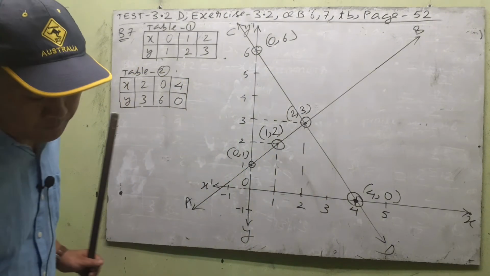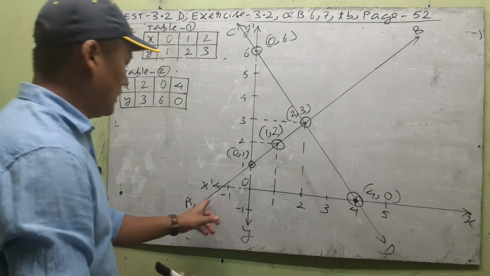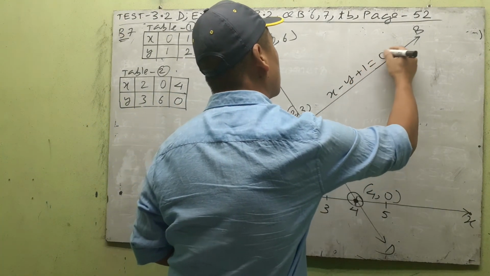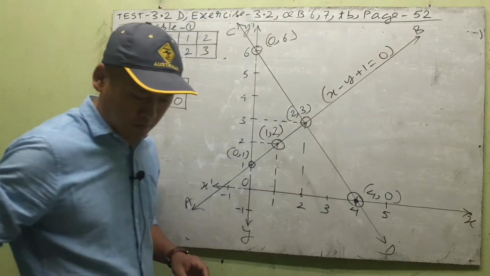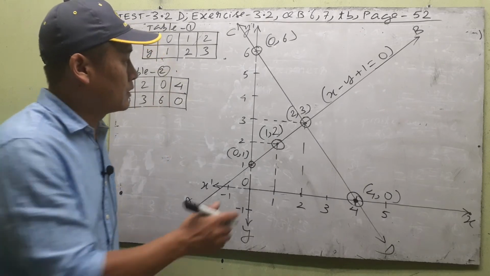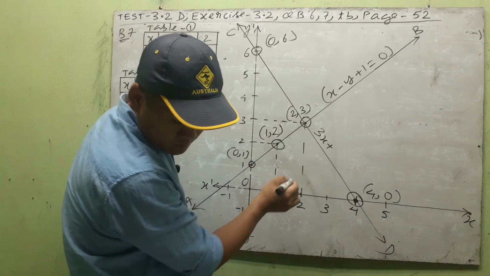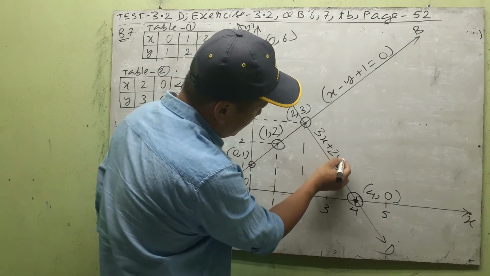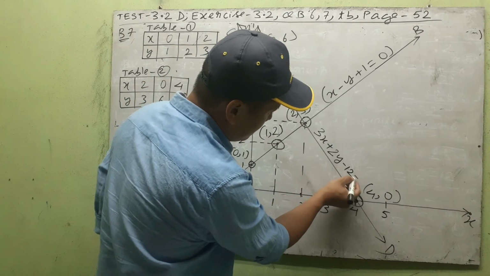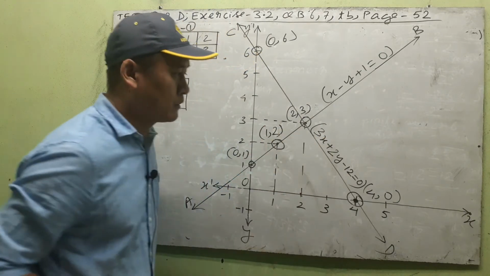Now let us see, the first equation is x minus y plus 1 equal to 0. So this graph belongs to x minus y plus 1 equal to 0. AB is the graph of that equation, and CD is the graph of 3x plus 2y minus 12 equal to 0. So this line CD is the graph of this equation.